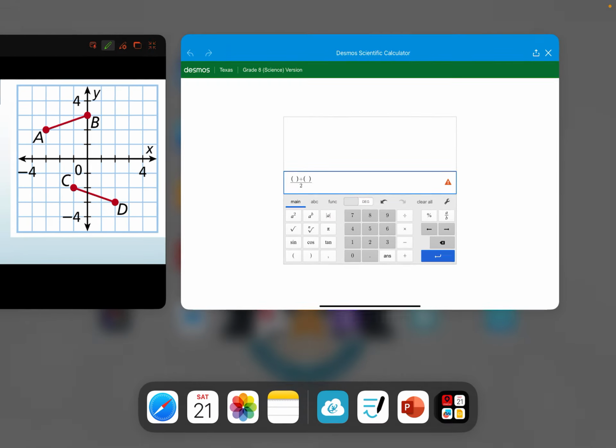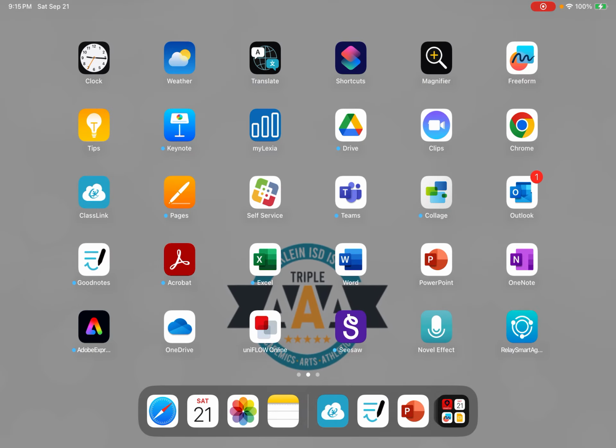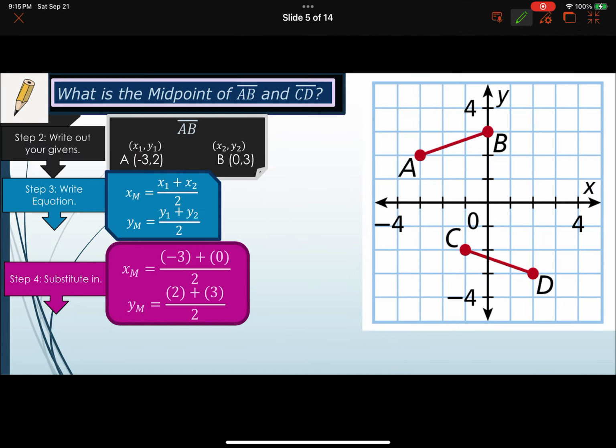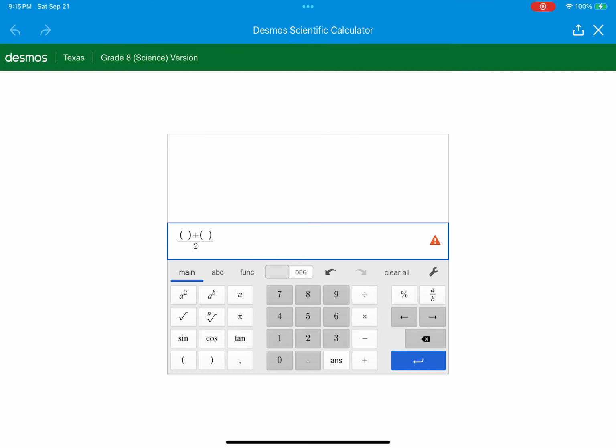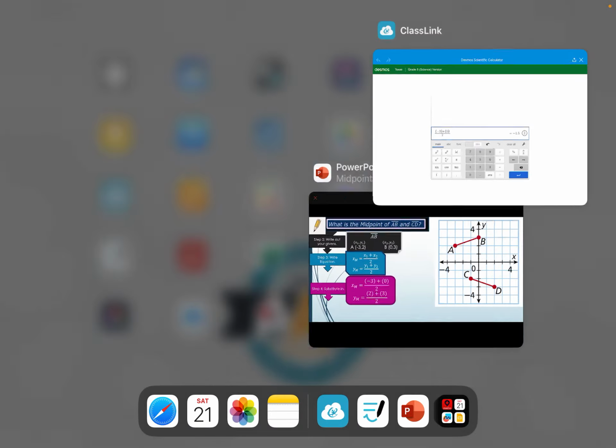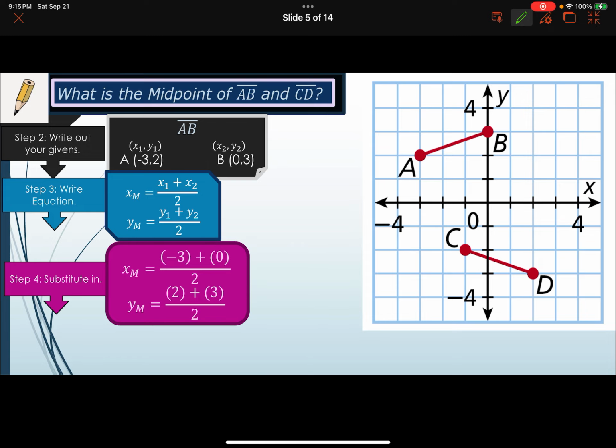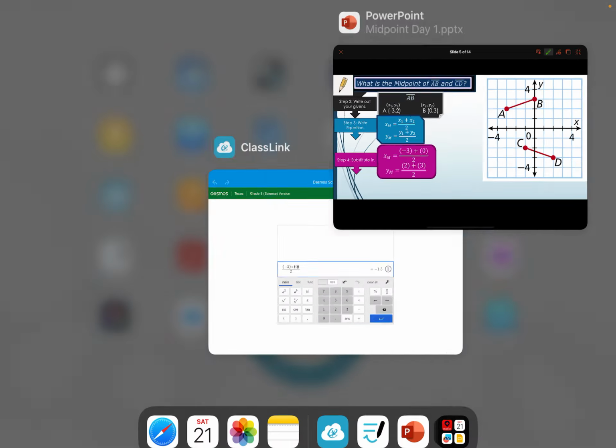So now we can come back in and go, okay, well that was -3 and 0 for x. -3 plus 0 is -1.5. If the answers are as a fraction, or if it's telling you to leave it as a fraction, this button right here will change it to a fraction. Right now we're going to leave it as a decimal. So that's -1.5. So what about y sub m?